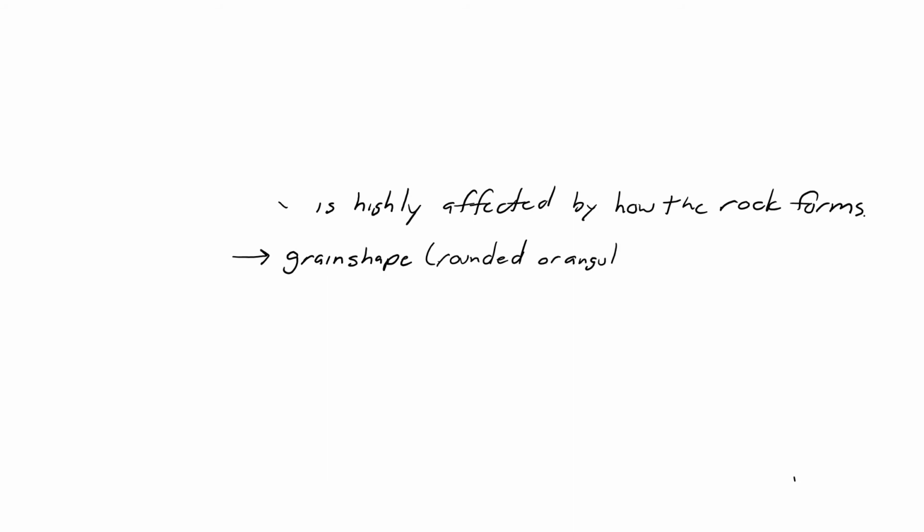The porosity is highly affected by how the rock forms. For example, porosity is going to be affected by the grain shape. And when we talk about grain shape, we typically talk about grains being rounded or angular in something like a sandstone. Grain shape reflects transport distance in the sedimentary environment. The farther something is transported, the more round the grains tend to be.